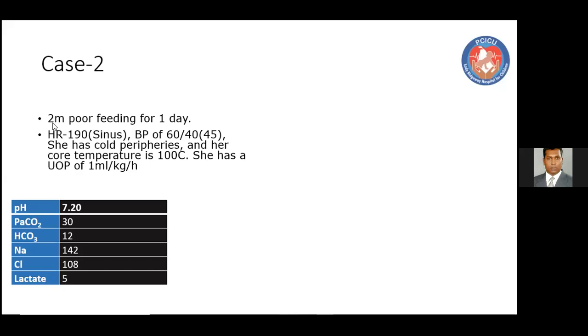Okay, case 2, 2 months, poor feeding for 1 day. And this is the heart rate, and this is the blood pressure. And looking at the hemodynamic parameters, you can see that this child is in a kind of compensated shock. And when you look at the blood gas, acidotic and bicarbonate is low, and the lactate is 5. So acidemic pH, and who is causing this? This is the metabolic acidosis.